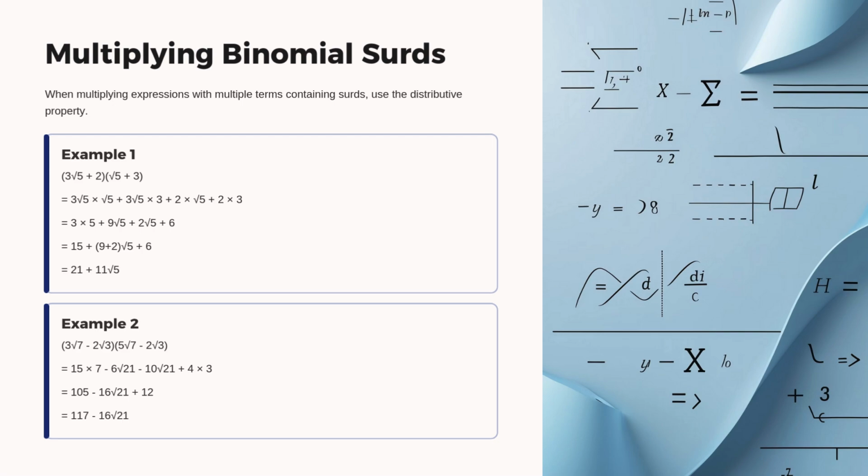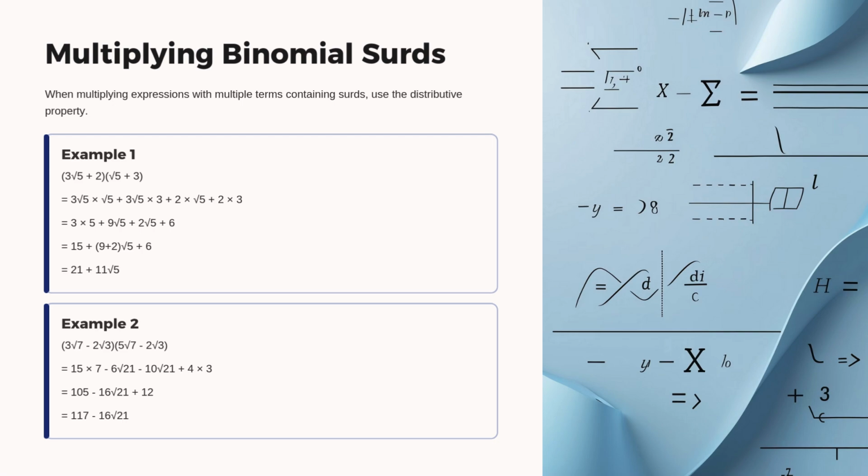Equals 3 times 5 plus 9 times the square root of 5 plus 2 times the square root of 5 plus 6. This is obtained because the square root of 5 squared equals 5, and coefficients are multiplied with surds where appropriate. Equals 15 plus (9 plus 2) times the square root of 5 plus 6. This is obtained by combining like surd terms. Equals 21 plus 11 times the square root of 5. This is obtained by adding the constants 15 and 6.